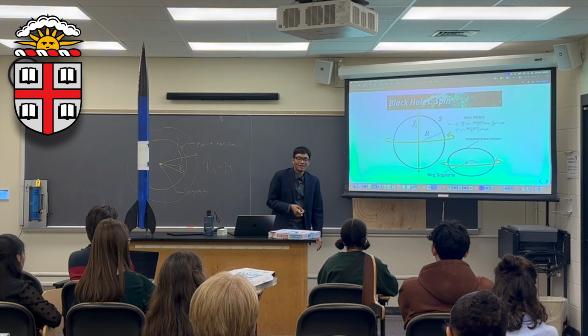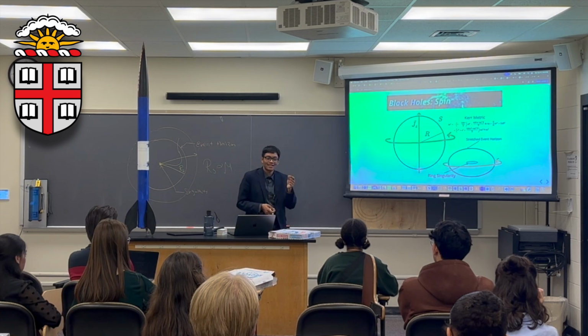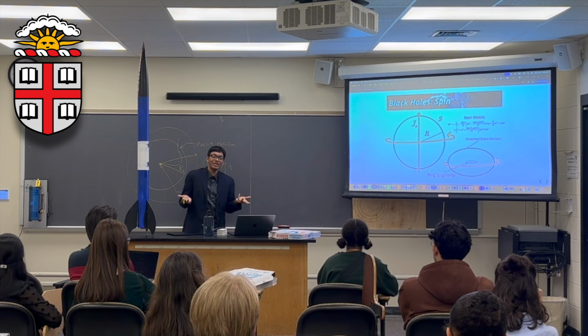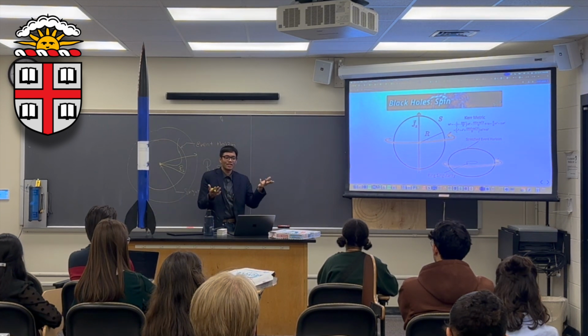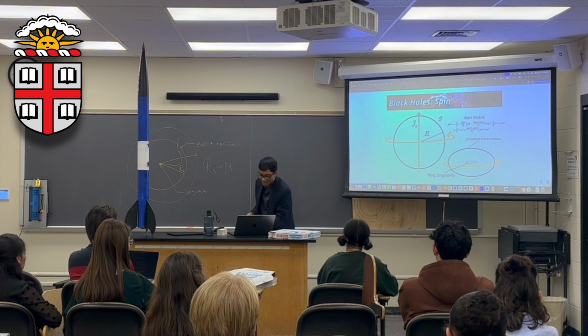Why is it a ring? Because a point can't spin. A point, if it had angular momentum, it would have to have infinite angular momentum because the radial extent of a point is 0. So that's why the singularity now goes from a point to a ring.